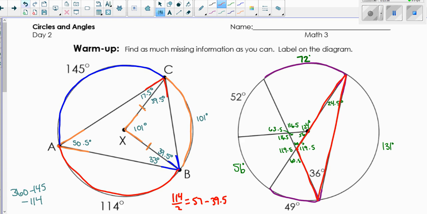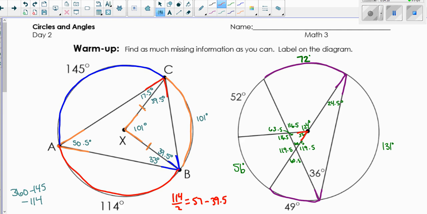Right, I'm actually going to get rid of that because it covers up some of the numbers. If that's 119.5 vertical, so is that. These two are supplementary, so subtract from 180, which gives you 60.5. Vertical, that's 60.5. Okay. If this angle here is 56, then this is a central angle to it. So this is also 56. And if this is 56 and this is 60.5, this is a triangle, so subtract from 180. This is 63.5. Vertical, that's 63.5. Supplementary, those two are 116.5. If this is 56, supplementary, that's 124.